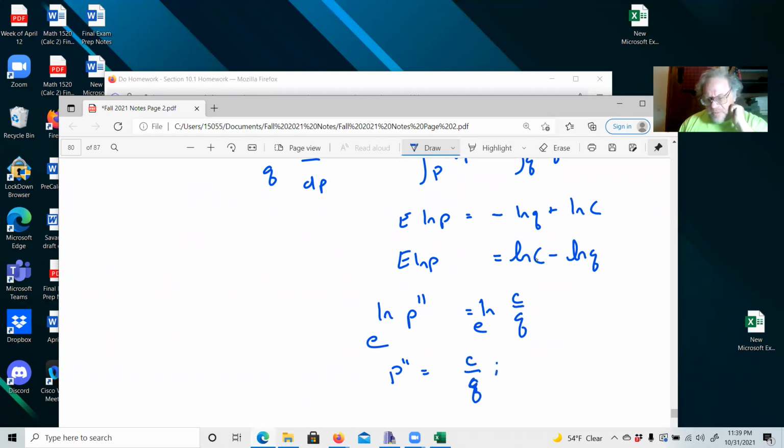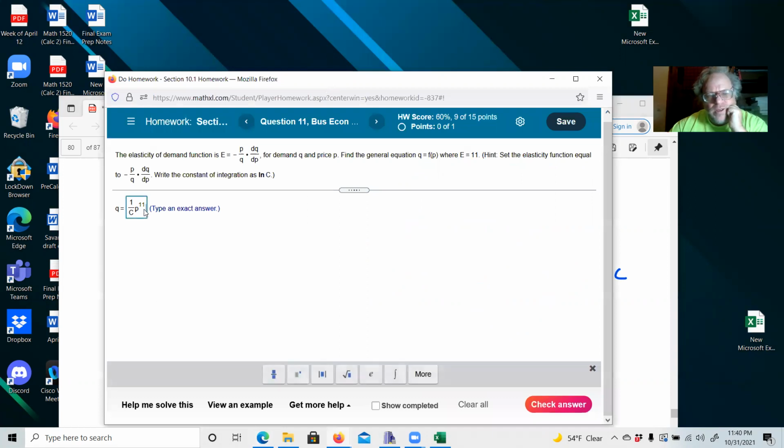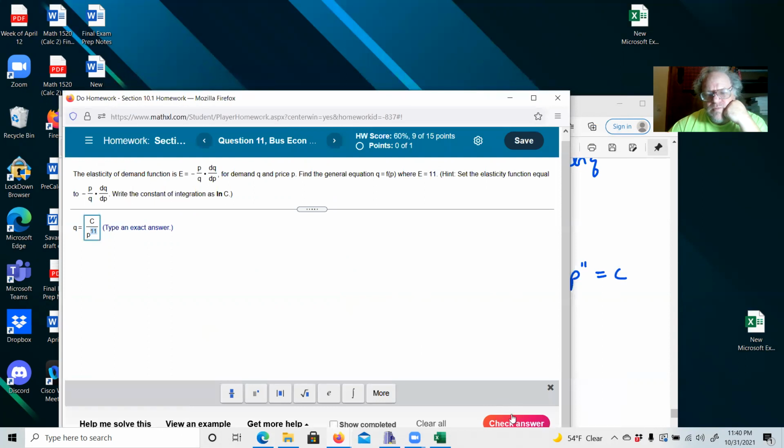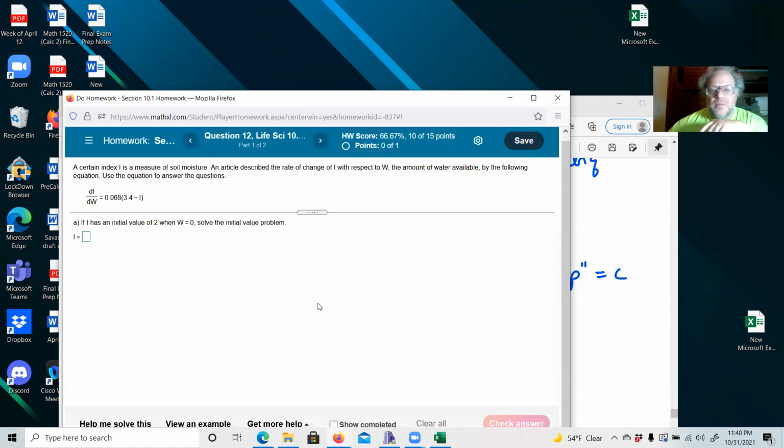Okay, so here we have it. We have Q times P to the 11th is equal to C. Q is equal to C over P to the 11th power. Okay, let's see if that gives us any better choices here. So this is C over P to the 11th. So what I have written, it is. All right, that's what they wanted. Okay, don't forget the signs. That's an issue.